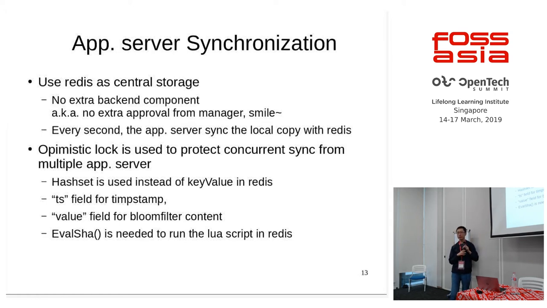One important point is that previously I did not tell you what is exactly stored in Redis, but you can see that every second, every application server will try to synchronize its local copy with the Redis master. Then there is a race condition. In order to avoid the race condition, atomic locking is used to protect against it. Instead of using a key value to store the bloom filter content, we use a hash set instead. In the hash set, the value is the content of the bloom filter, and the TS timestamp field is used for atomic locking.